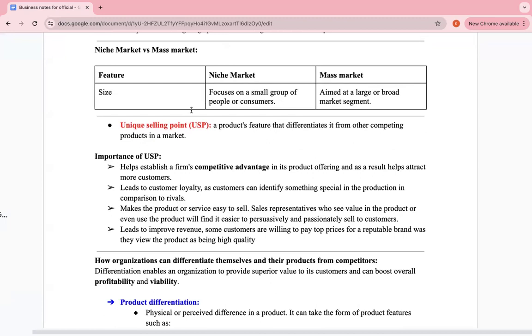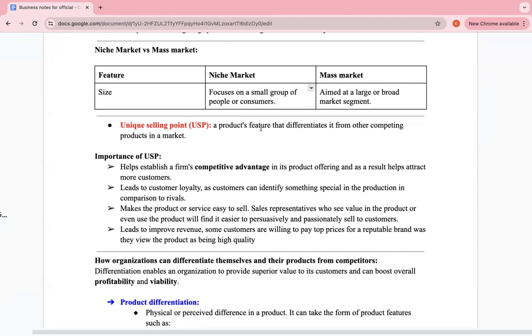So basically, niche markets focus on small groups of people or consumers. Again, these are usually businesses with limited resources. So they target a small group of consumers, and usually the specific needs of these consumers are overlooked. Mass markets are aimed at a large or broad market segment, and again, it's usually in the food industry or the medicine industry, let's say.